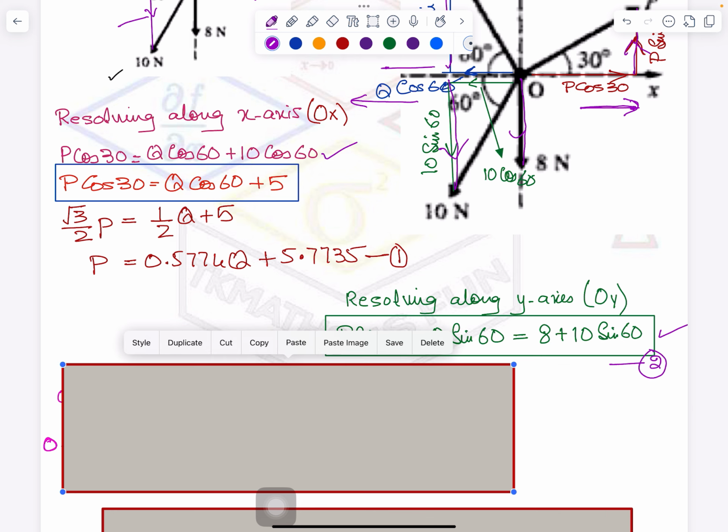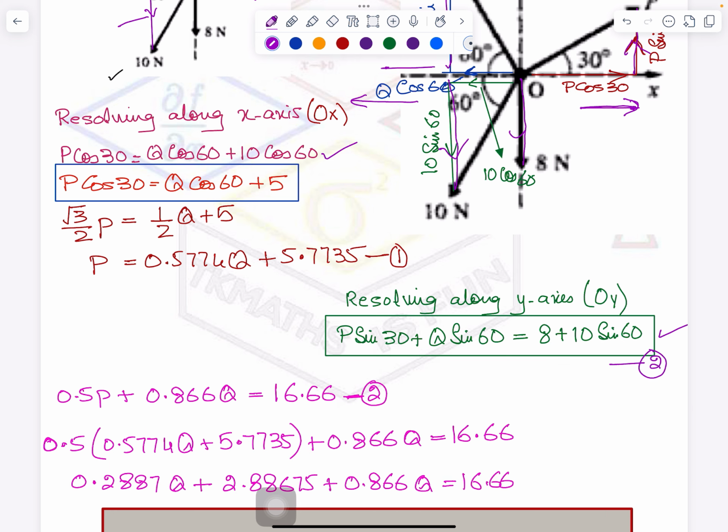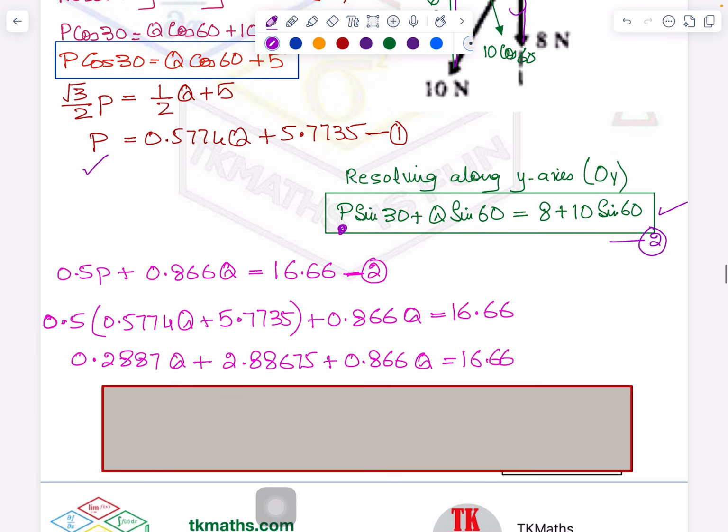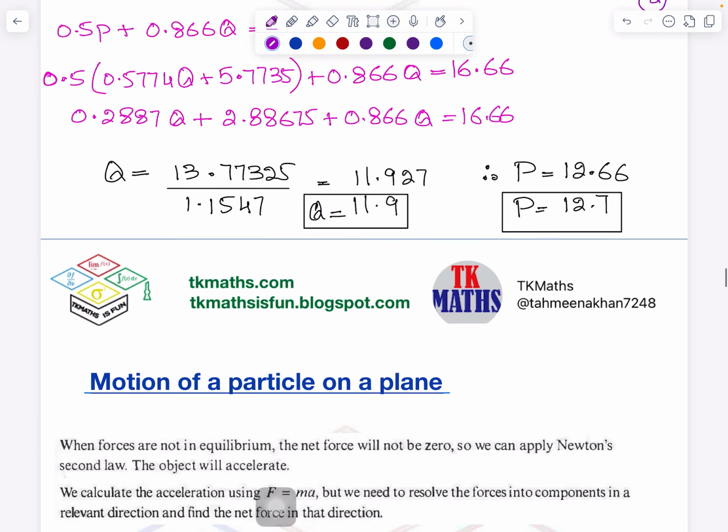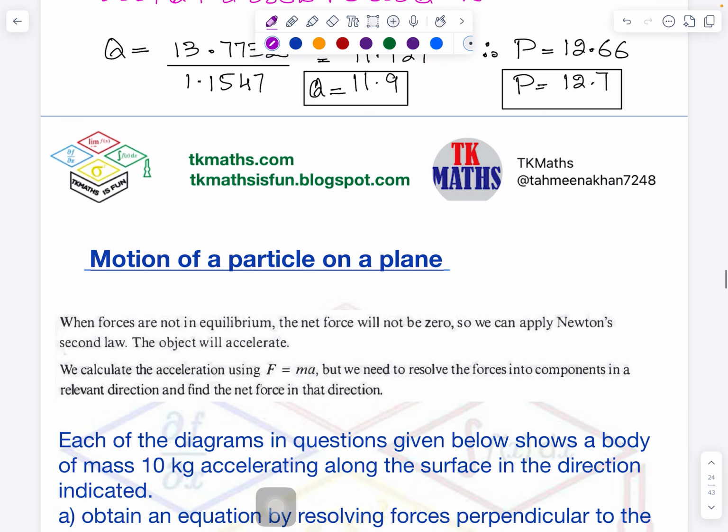Now we will solve equation 1 and 2 together, whatever method you want to solve. So I have taken the value of P from here and substituted here and then simplified it. So this is how you will get the value of P and Q. So this was last time's concept. So now let's focus on the motion of a particle on a plane.